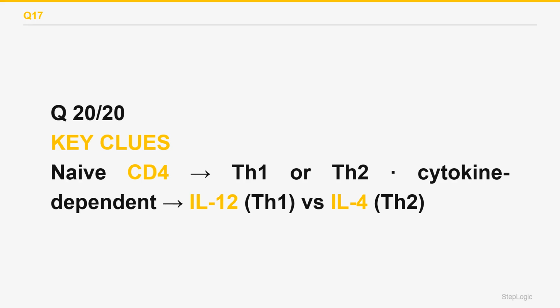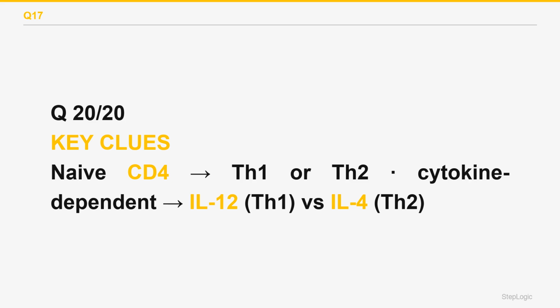A naive CD4 positive helper T-cell differentiates down one of two main pathways depending on the cytokines present. IL-12 from macrophages and dendritic cells and interferon gamma drive Th1 differentiation. Th1 cells secrete interferon gamma and activate macrophages, promoting cellular immunity against intracellular pathogens and delayed type hypersensitivity.